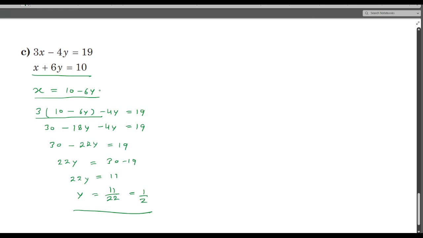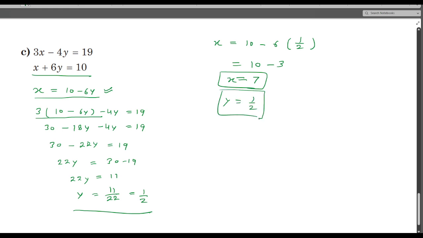Now this value of y I will substitute in this x value. So x is 10 minus 6 times y, which is 1 upon 2. So it is 10 minus 6 times 1 upon 2, which will give me 3. So 10 minus 3 is 7. So x is 7 and y is 1 upon 2. Again, if you want, you can cross check these values by substituting in both the equations.